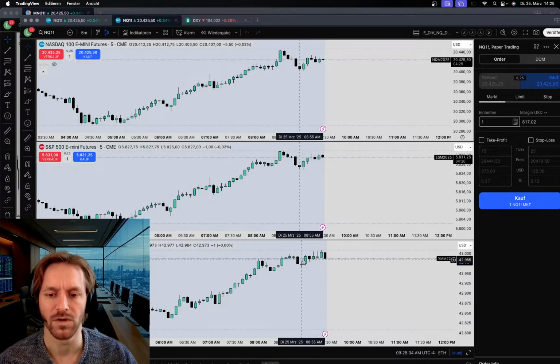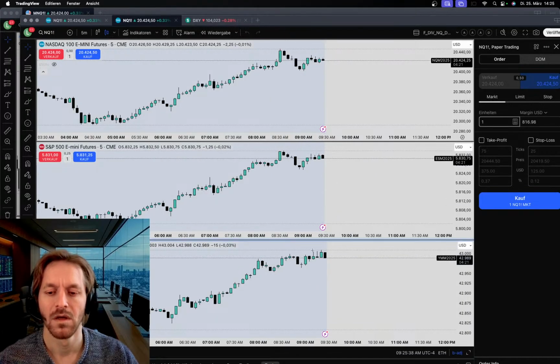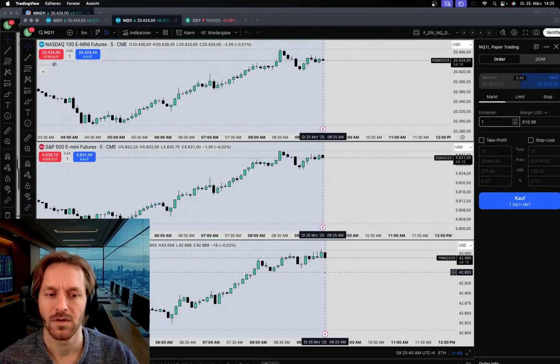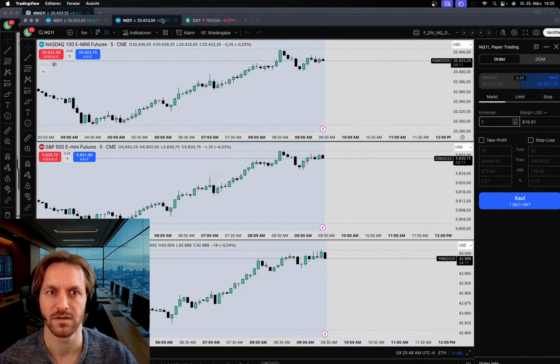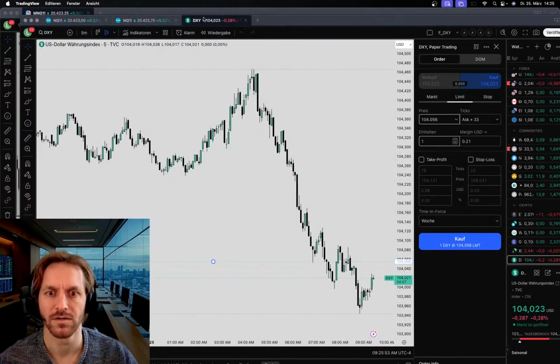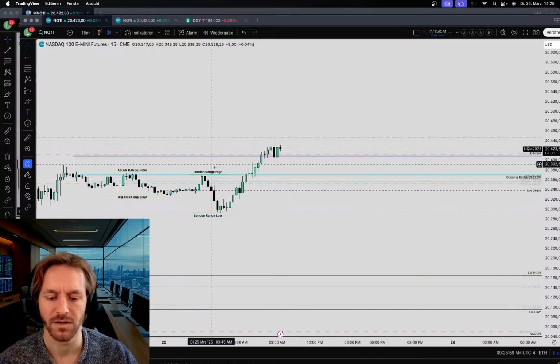So far we took out the high on the Dow with the latest move, and in the S&P and in the Nasdaq they are still there and still in play. Only the Dow was able to take them out.